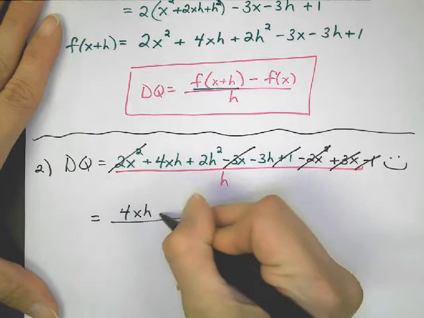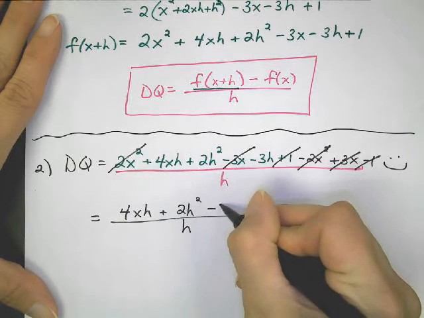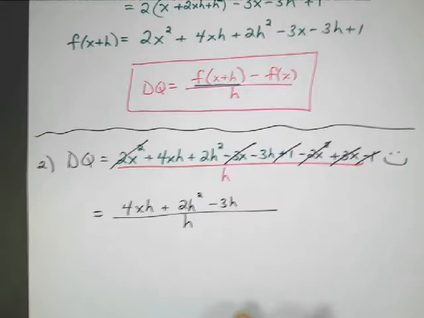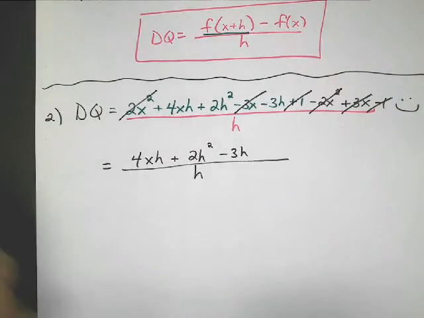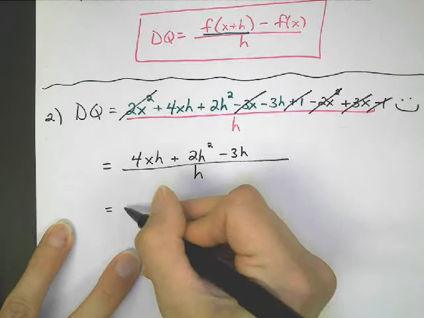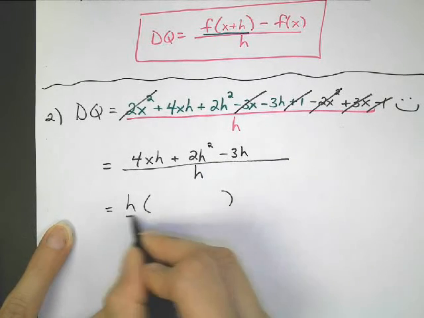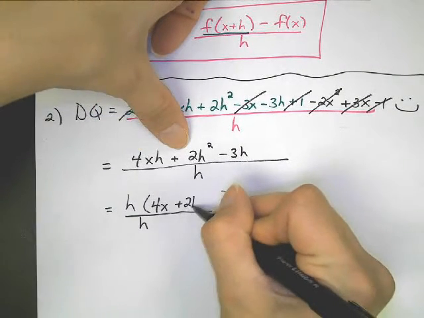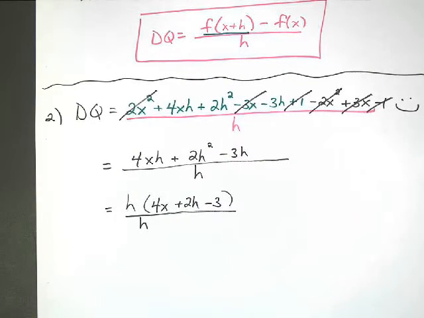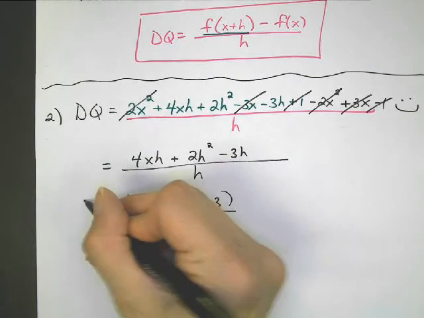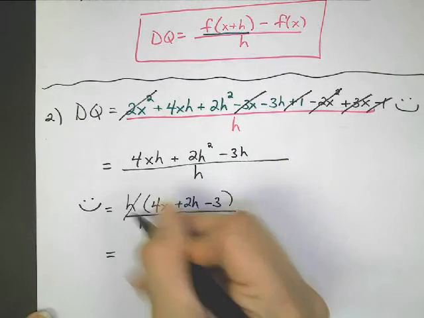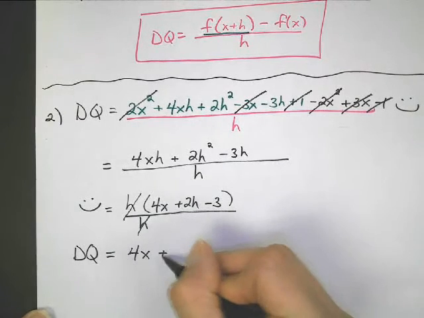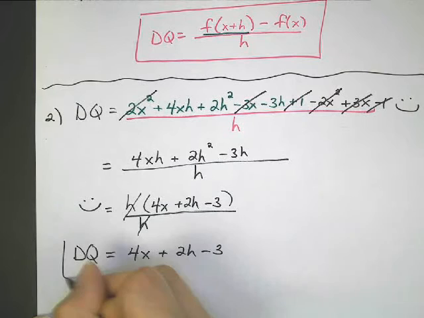We have 4xh plus 2h squared minus 3h. Yep, I think that's it. Everything that you have should have a lot of h's by it. Okay, so the next step is always to factor an h out. They should all have an h to give up. So it just has 4x left plus 2h minus 3. Look at that. Factor out an h. Canceling out an h will always happen, and the difference quotient for this function is 4x plus 2h minus 3.